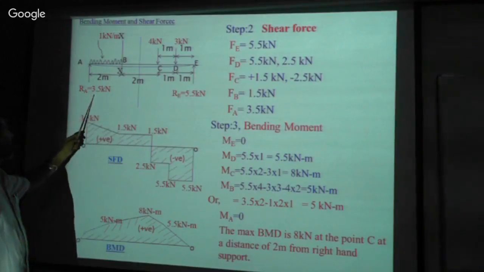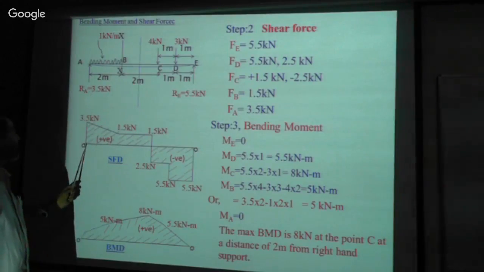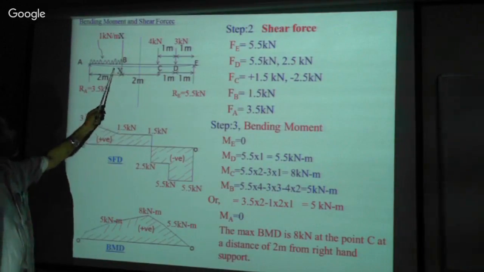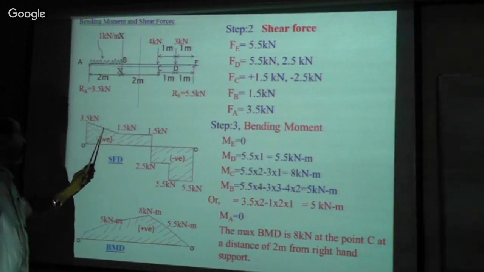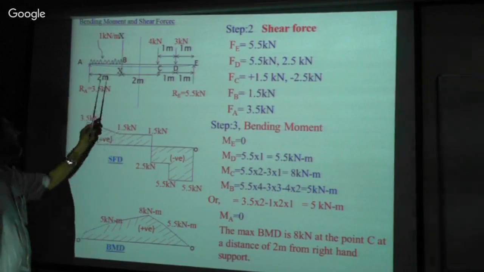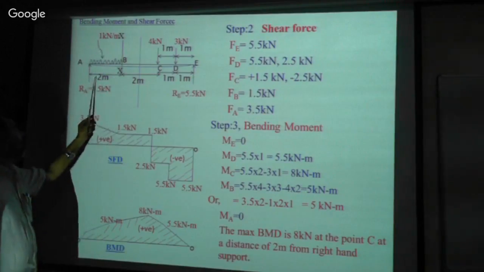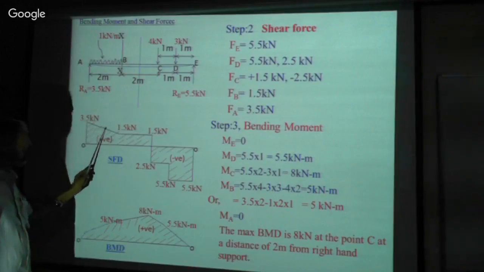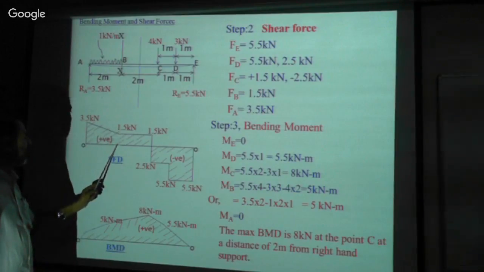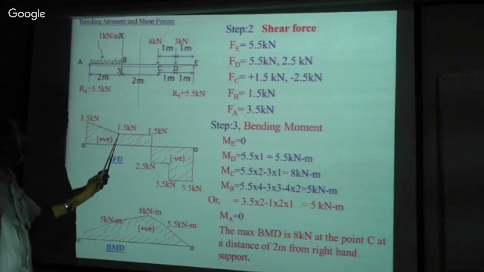Now here 3.5 kN is acting upward. We go up by 3.5 kN. Draw this shear force line, and then from here to here a 2 kN force is acting downward. Therefore, come down by 2 kN. It is 1 into 2 meters, so the total UDL is 2 kN. Therefore, come down by 2 kN. Then we are left with 1.5 kN.